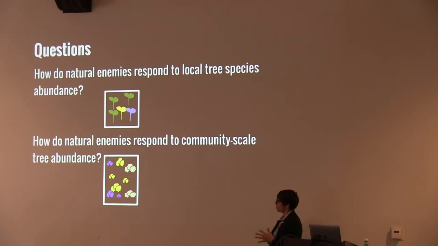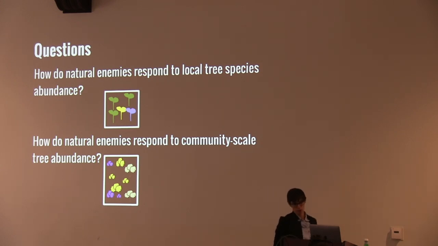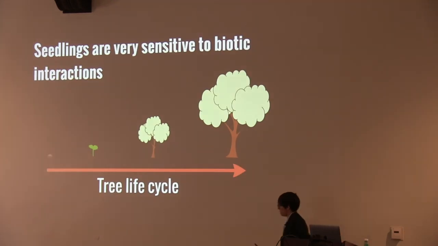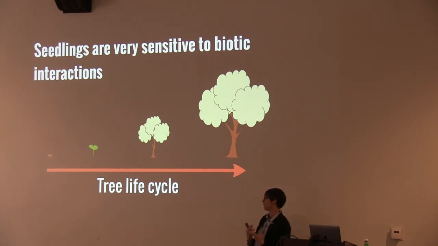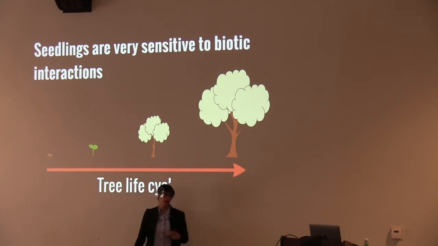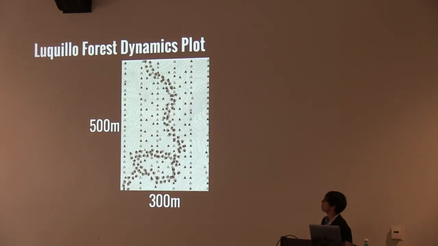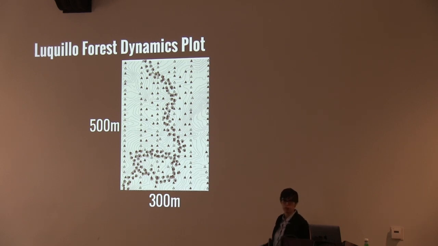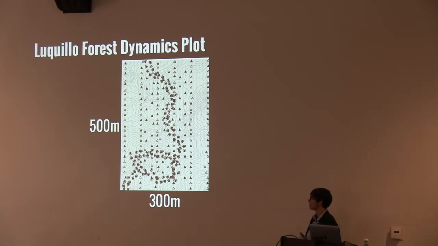So I had one question that's really a double question, which is how are the natural enemies responding to the local abundance of the tree species and how are they responding to the community-scale abundance, those two scales I was talking about. To do that, I'm going to focus on the seedlings, because this is the stage of the life history of the tree that's extremely sensitive to biotic interactions. You get tons of data, and they're also a very good representation of what the future community of trees can look like. All the data come from Puerto Rico in the Luquillo Forest Dynamics Plot, which is a 15-acre long-term forest plot where all the trees have been monitored for many years. All of those symbols represent the locations of the seedling plots, and the seedlings have been annually censused since 2007.